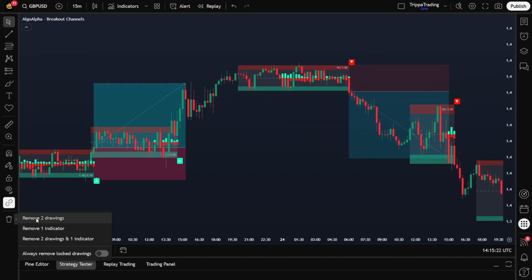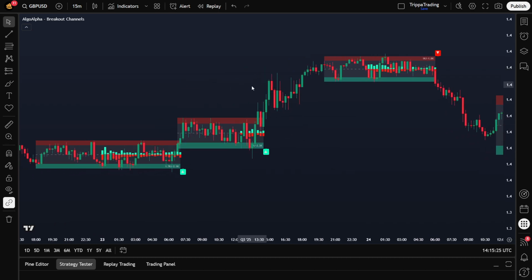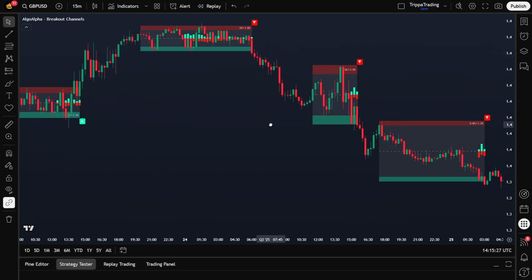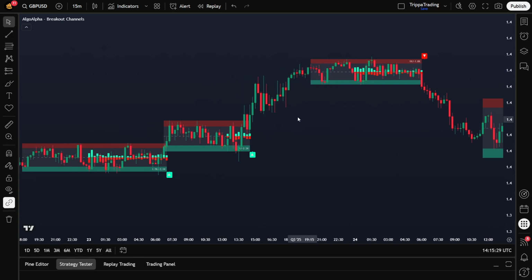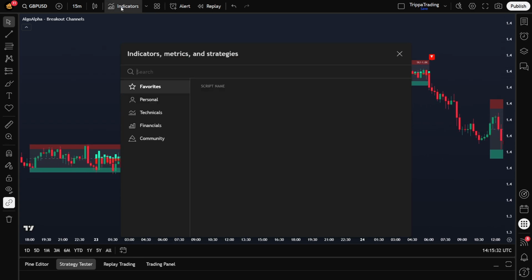But now, let's level up the strategy and make it more accurate to reduce false breakouts and get higher probability entries. We'll combine this with two more indicators to make our signals more accurate.